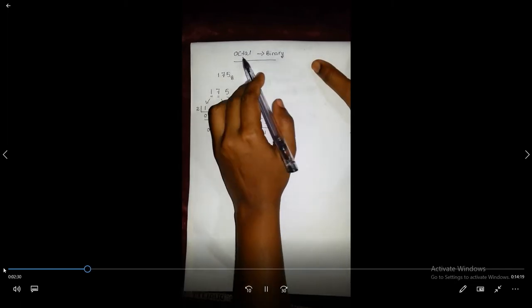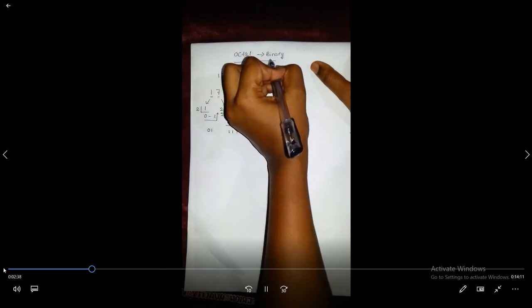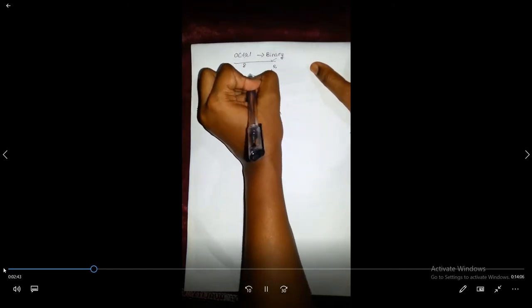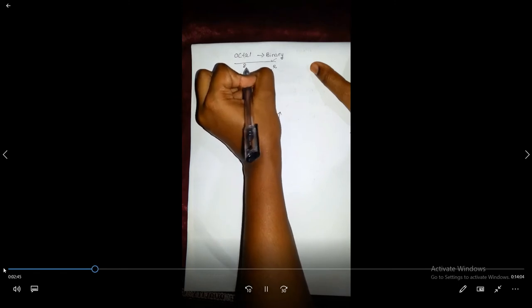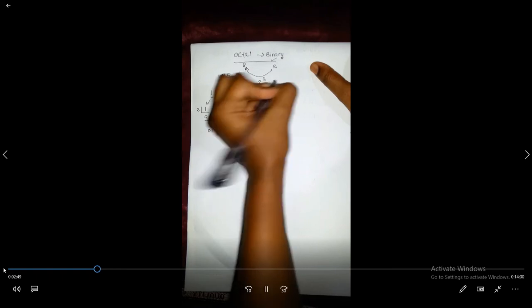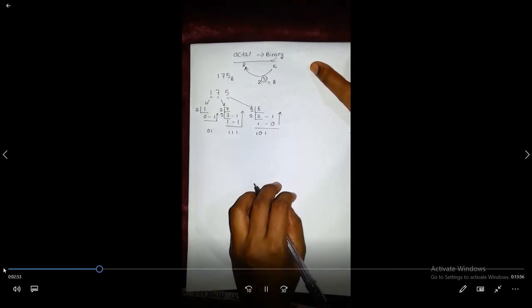Now I'm converting octal into binary, right? So what is the base of octal? Base of octal is 8. What is the base of binary? It is 2. So what is the power of 2 when it comes to 8? 8 is 2 to the power 3. Therefore, I'm taking this 3 for my consideration.